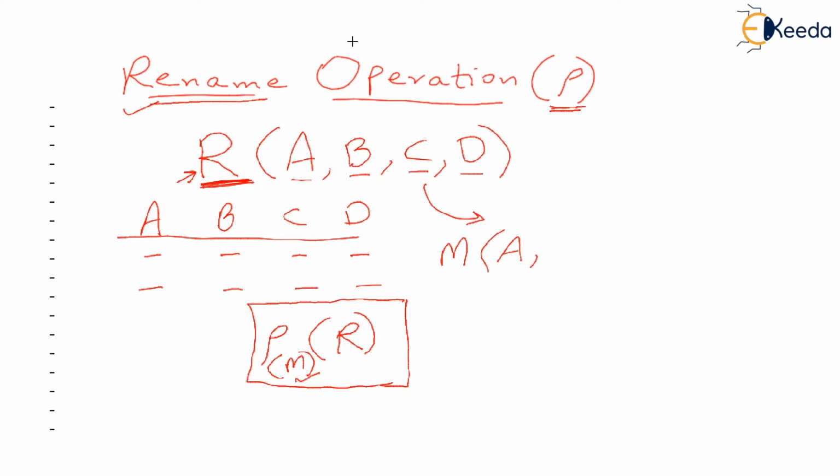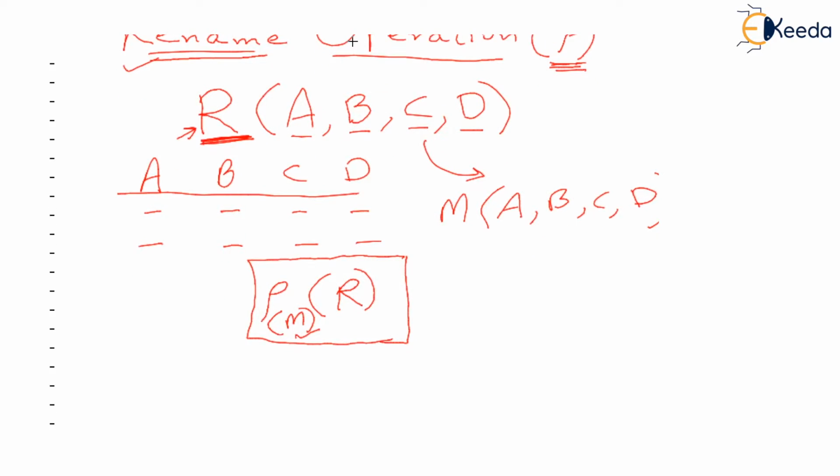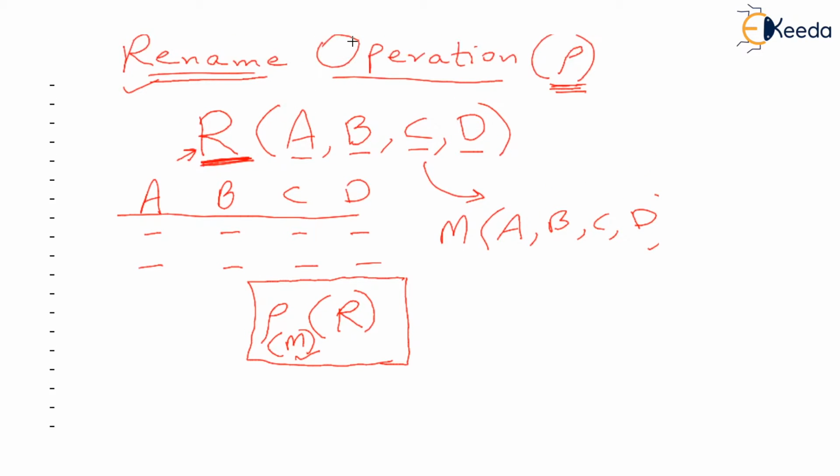That is rename operation. Now consider an example where we have got this table A, B, C, D, 4 attributes, and the name of this table is R. Just imagine. And we want to rename this attribute A, or column A. But we want to keep the table name as R itself and other column names as B, C, D. Then the rename operator can be used again.